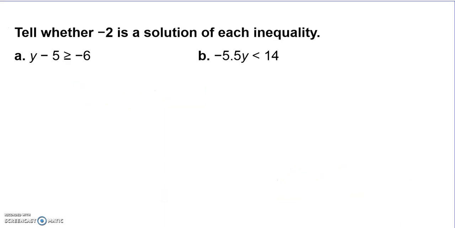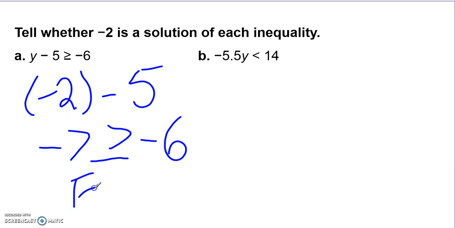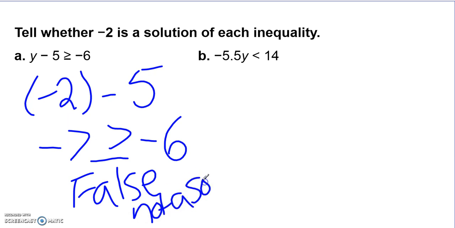Let's keep going. So tell whether -2 is a solution of each inequality. To tell that, you would just plug in -2 wherever you see a y. So -2 minus 5, that's going to give us -7. Is -7 greater than or equal to -6? That's false, so that's not a solution, because -7 is less than -6.